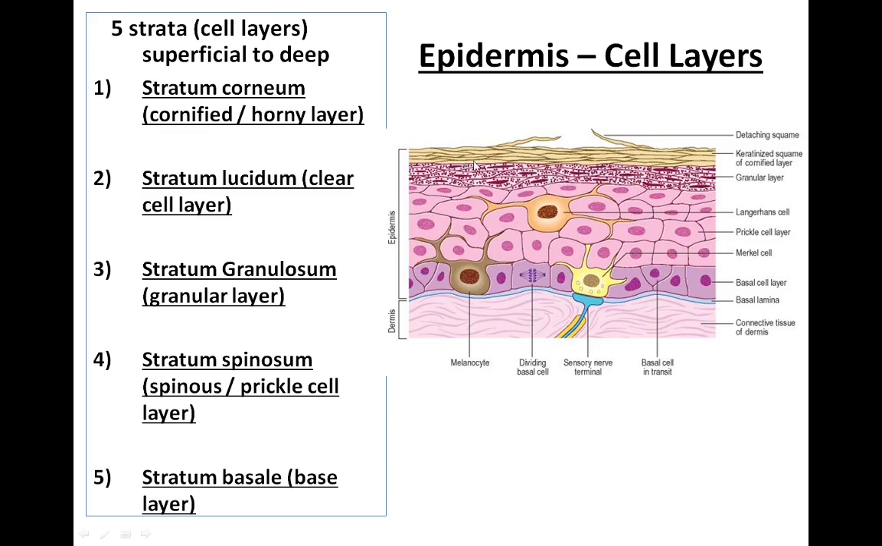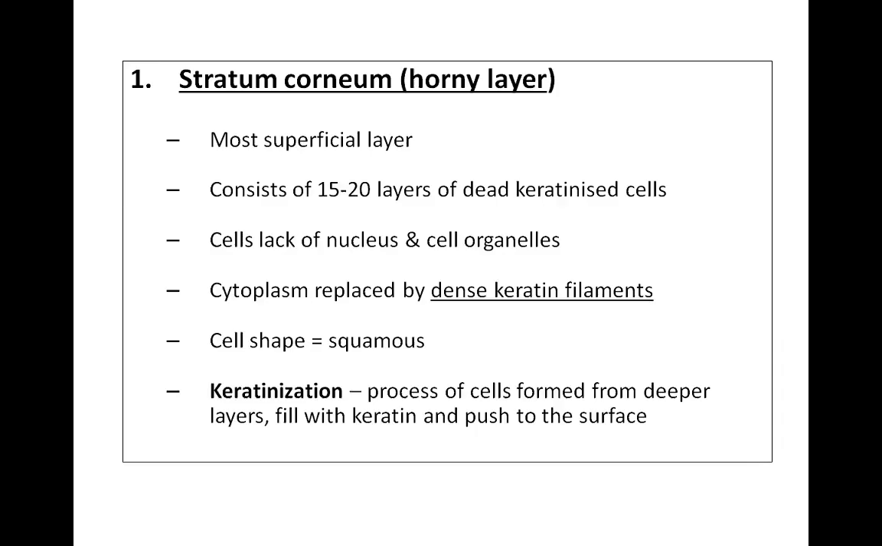Then the stratum lucidum has clear cells. There is nothing in the cytoplasm, but keratin filament formation is more prominent. Then in the stratum corneum, the cell boundary is not present, and the cytoplasm is completely replaced by keratin filaments.